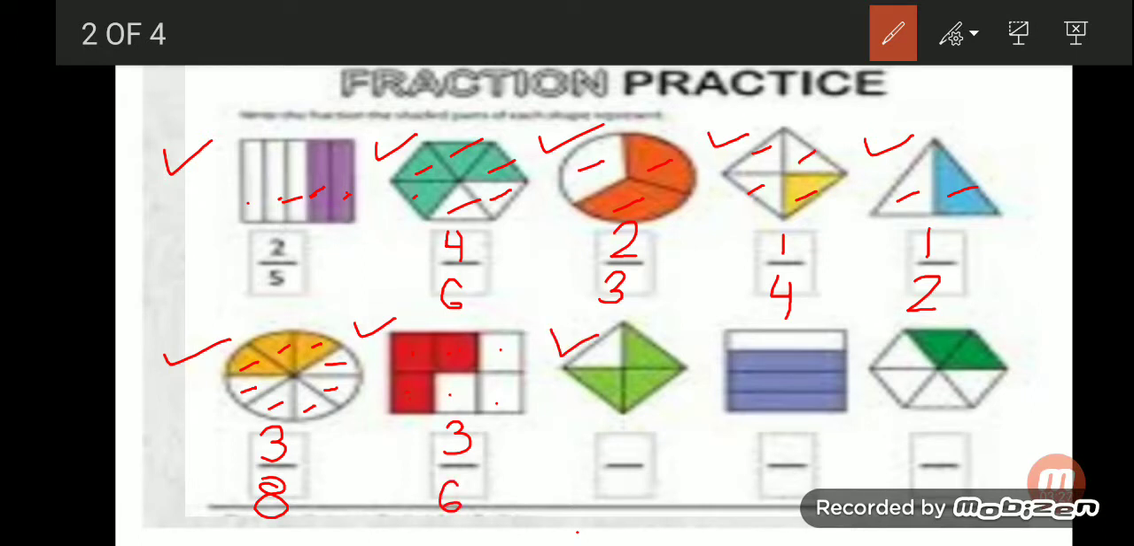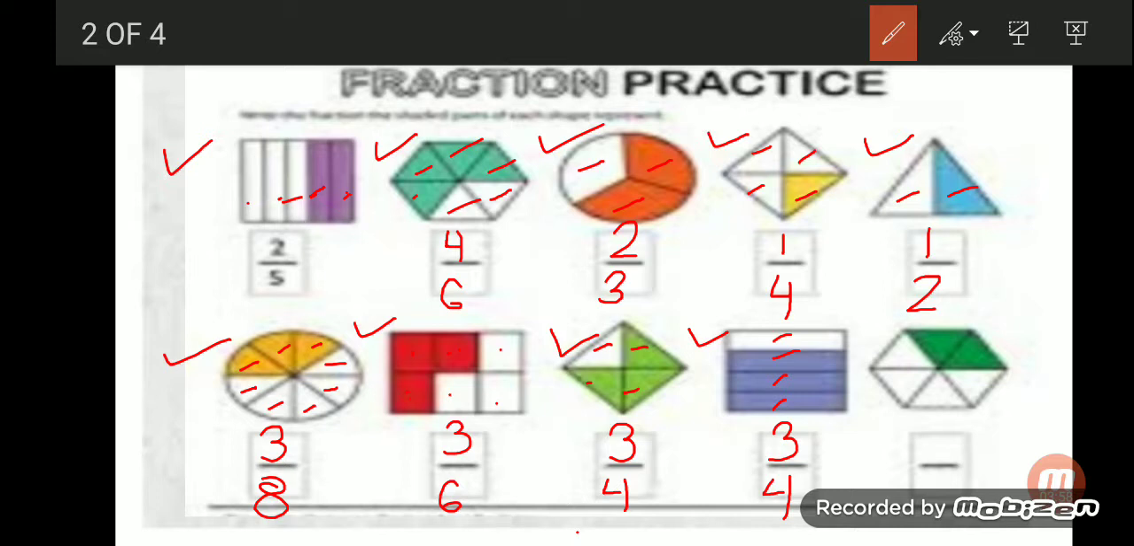How many portions are shaded? 1, 2, 3. So we will write 3 at top and the total number of equal parts 1, 2, 3 and 4. That is 3 by 4. Okay, now come to this one. How many portions are shaded? Count it. 1, 2, 3. So we will write 3 at top and at bottom write total number of equal parts, that is 1, 2, 3 and 4. So 3 by 4.